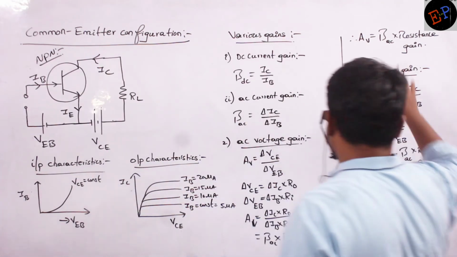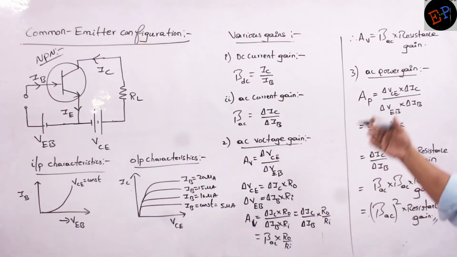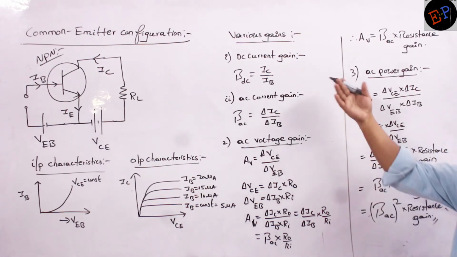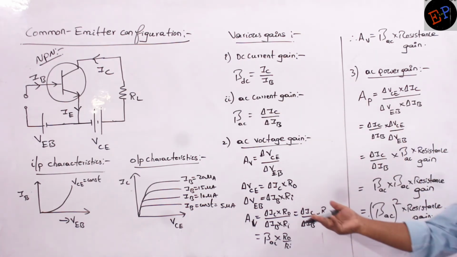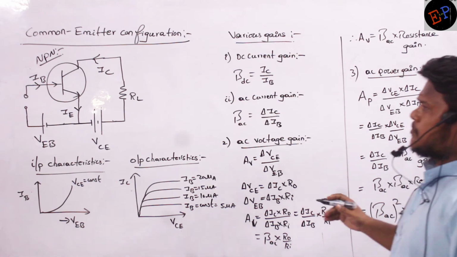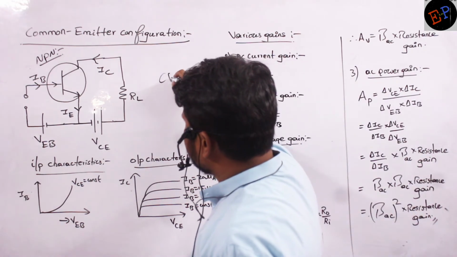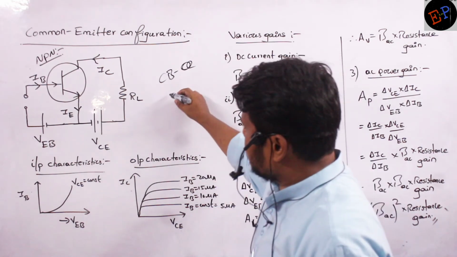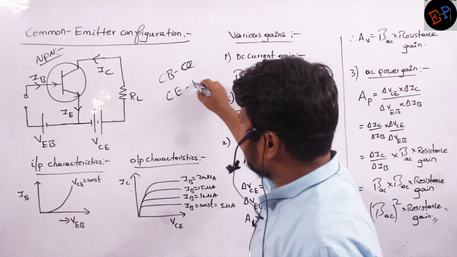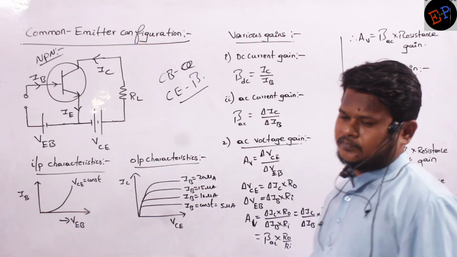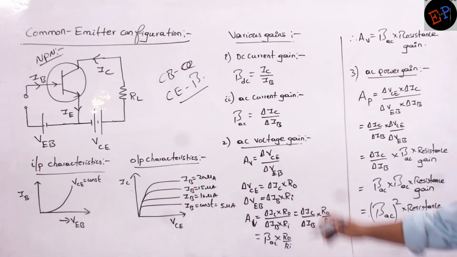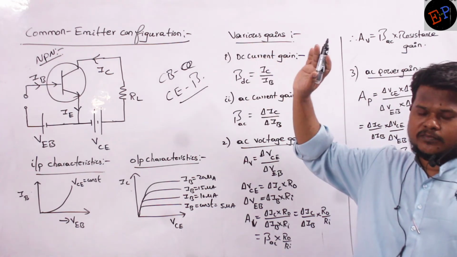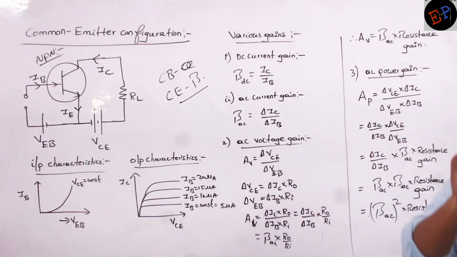Now these are the different gains: again current gain, voltage gain, resistance gain and power gain. Same concepts, just the values will change. See, in a common base configuration, we use alpha for current gain. In a common emitter configuration, we use beta for current gain. Remember these points: alpha is the current gain in common base, beta is the current gain in common emitter configuration.